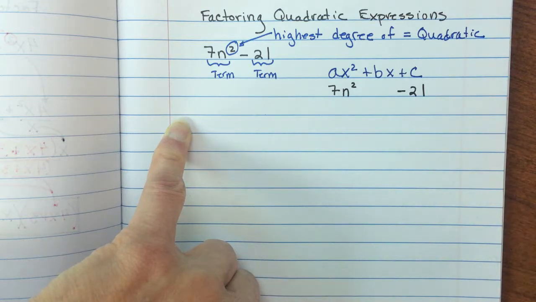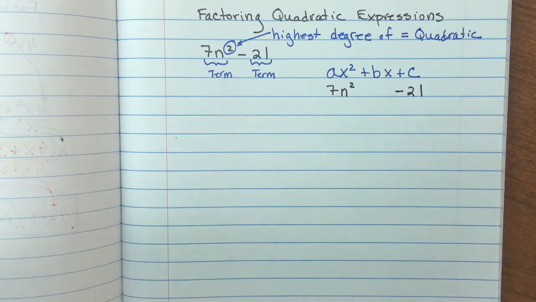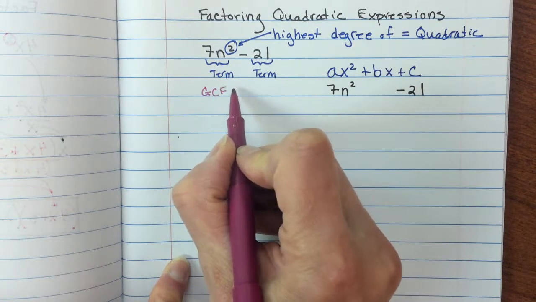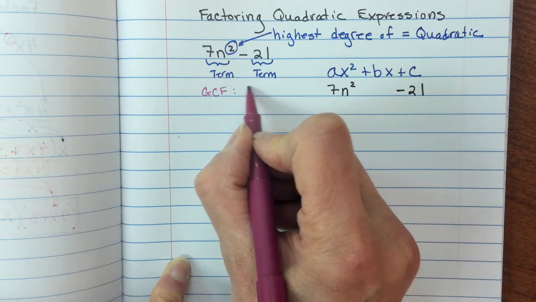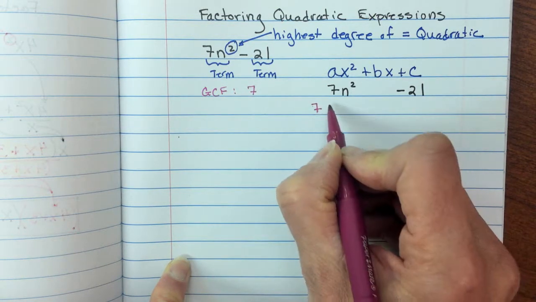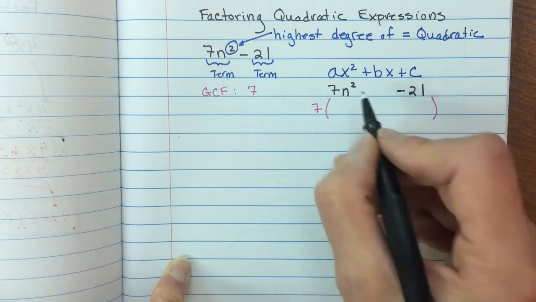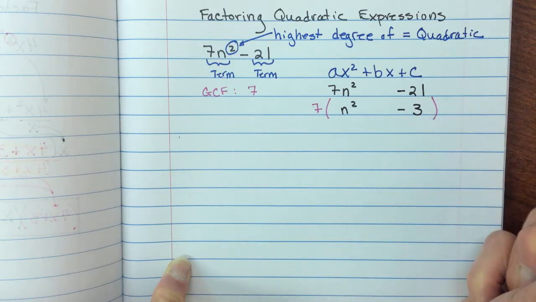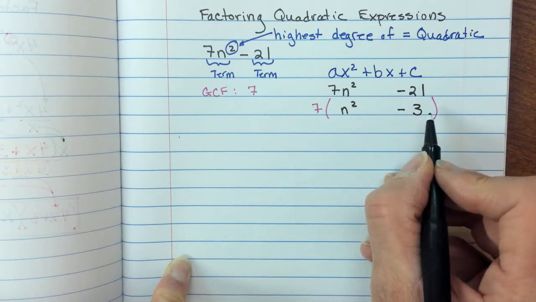Of course, the first thing you need to do is factor out the greatest common factor. What is our greatest common factor between 7 and 21? Well, it's 7. So I can factor out a 7 from both terms, and I end up getting n squared minus 3. Let's try to factor this n squared minus 3.